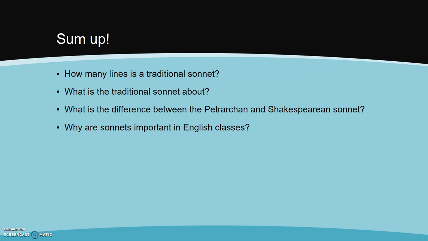Why are sonnets important in English classes? Well, because Shakespeare is a worldwide famous British writer who was writing 154 sonnets and also more than 40 plays. So of course the sonnet is important in English literature.